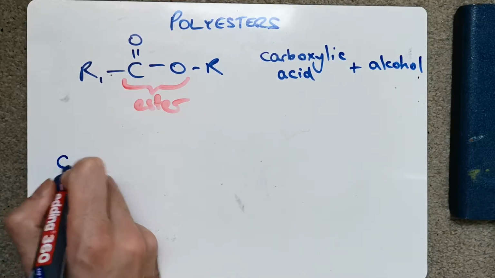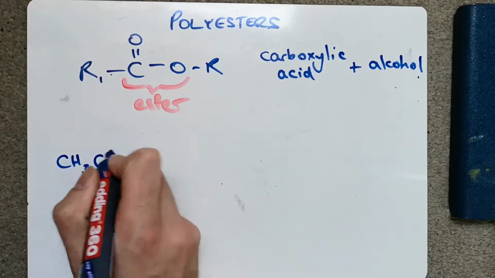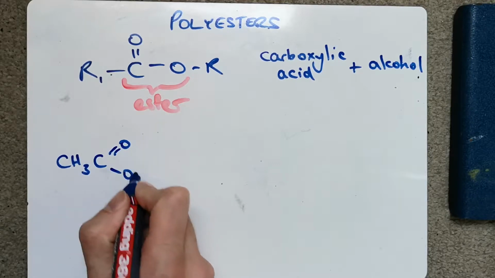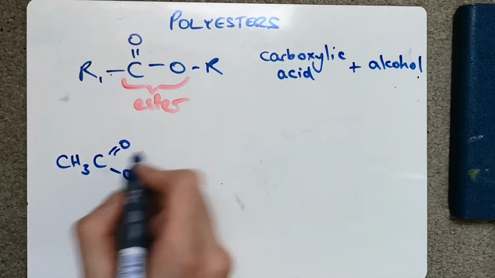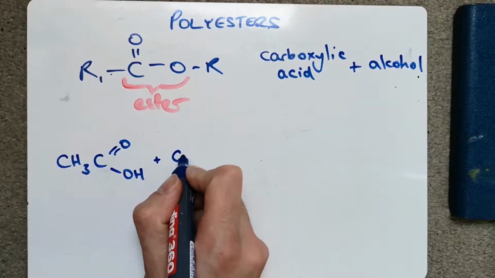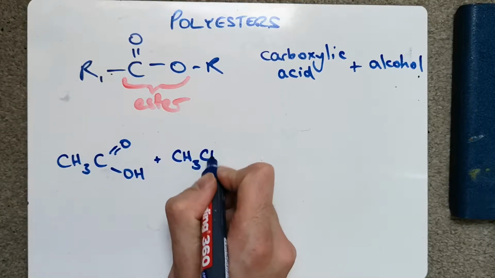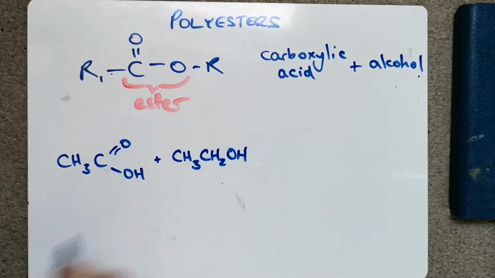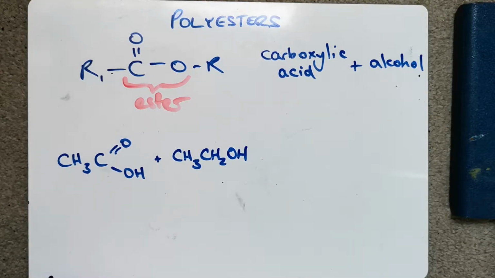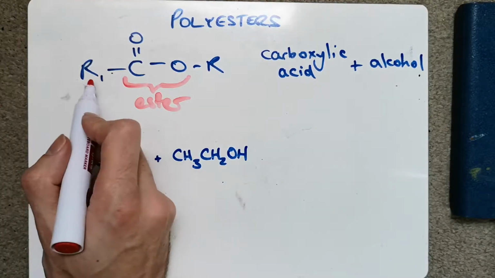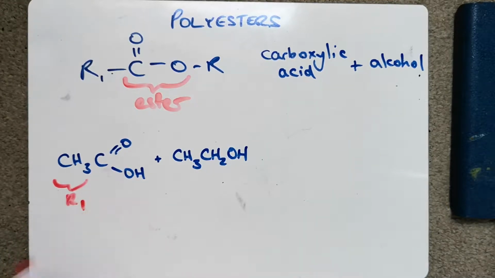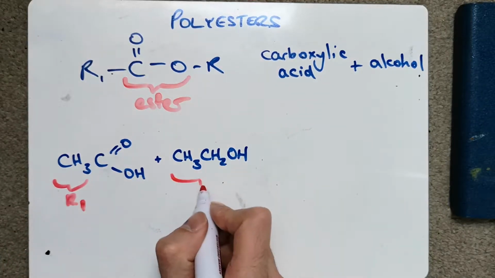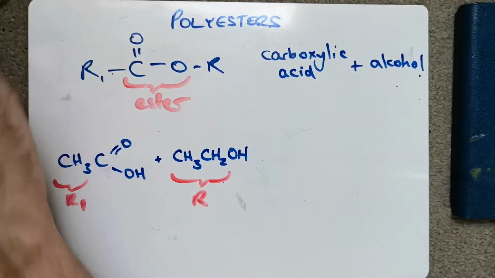So let's take a carboxylic acid. I'm going to take a very simple one, I'm just going to go for this, which is ethanoic acid. Two carbons, so eth with the functional group of anoic acid. And I'm going to react that with a similarly simple alcohol. So that is ethanol. Now, we see up here we've got our R dash and our R. This bit here is going to become our R dash, and this bit here is going to become our R.